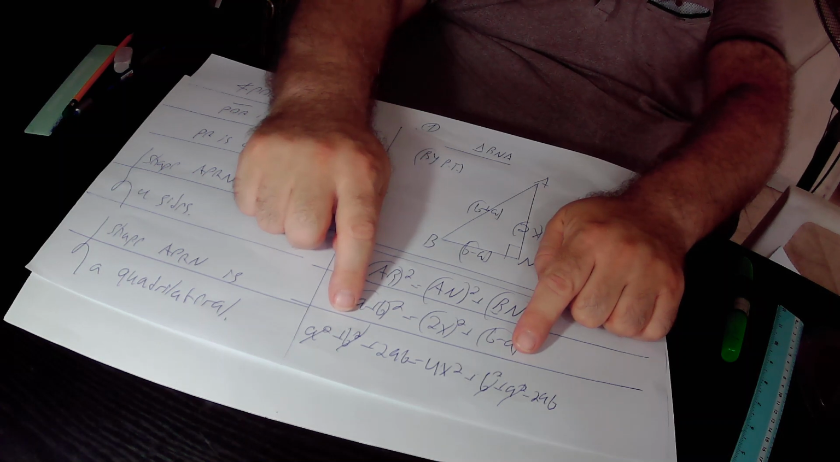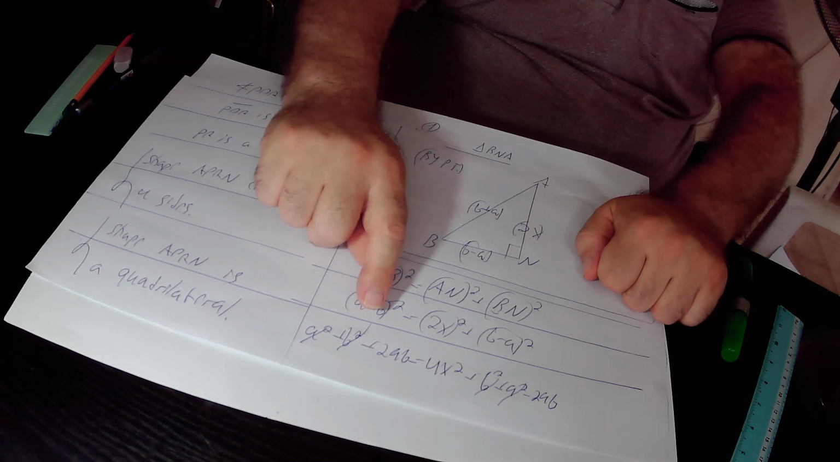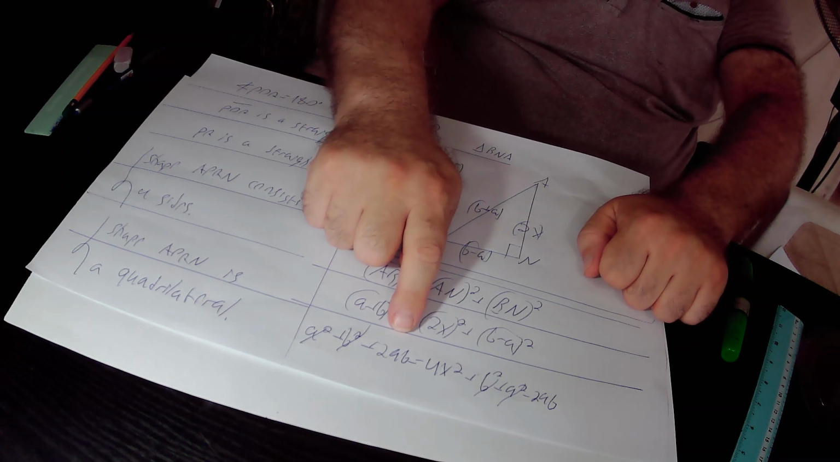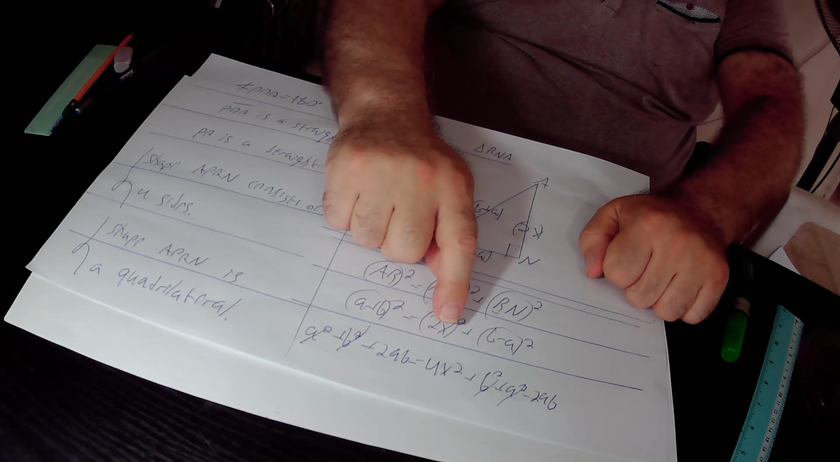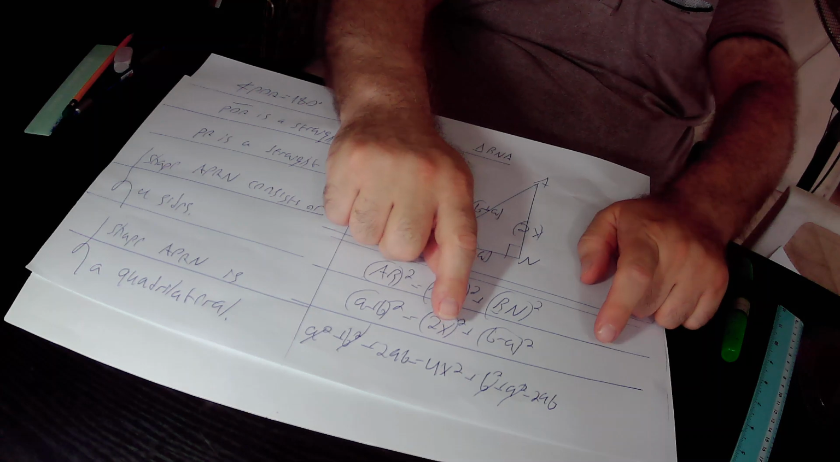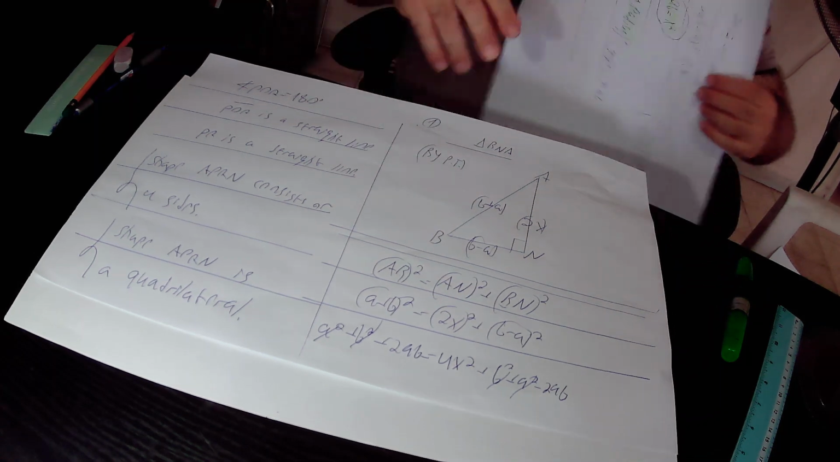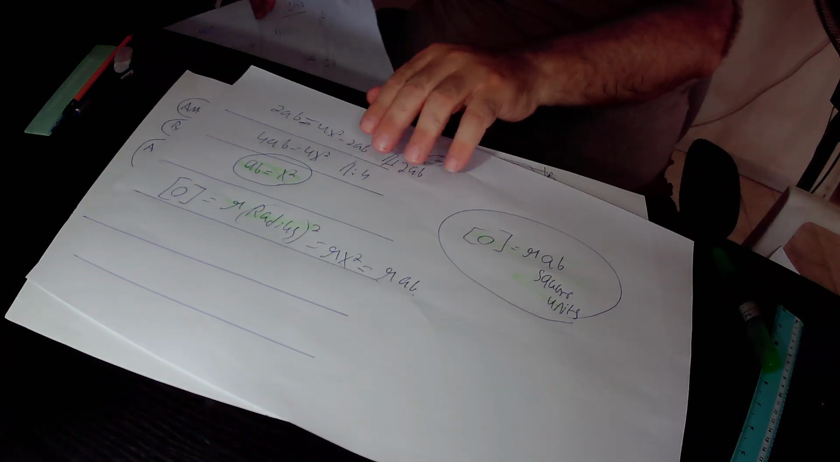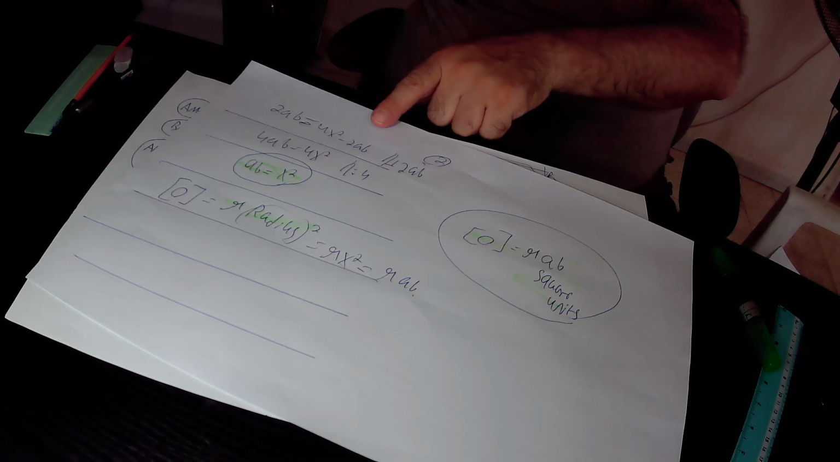After you cancel those two expressions, on this side of the equation we are left only with 2ab, while on the other side of the equation we are left with 4x squared minus 2ab. So in total we found out that 2ab equals 4x squared minus 2ab.